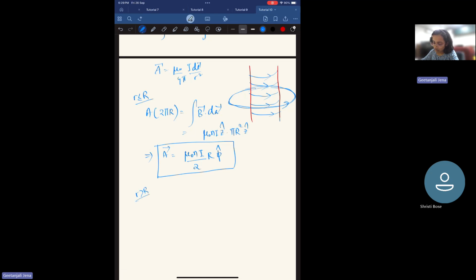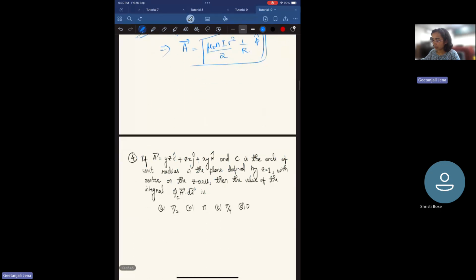And for outside, we have A dot dl is B dot dA, and B dot dA will be mu naught n I pi R square. So from this you can get A is mu naught n I R square by 2 times 1 by r. So this is how we have calculated the behavior of this vector potential inside the solenoid as well as outside the solenoid. Okay.